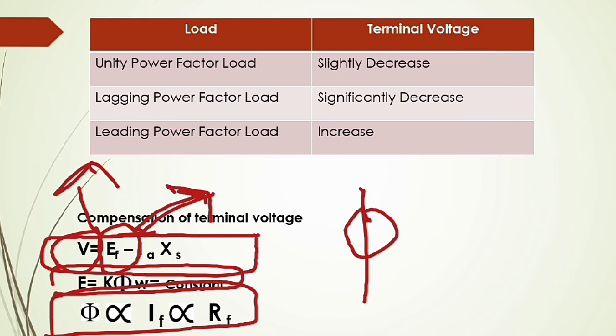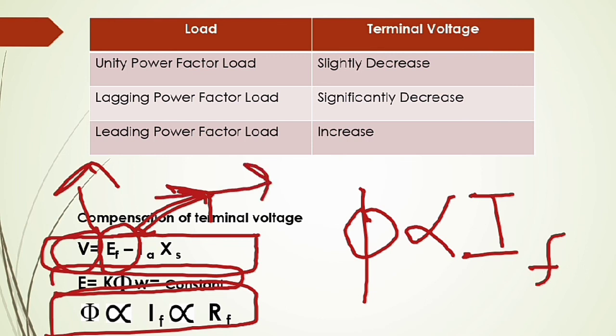By varying the field resistance we control the field current, and since phi is directly proportional to IF, we vary the flux. By varying the flux we vary EF, that means the EMF. By varying the EMF we can keep the terminal voltage constant. That is the desirable outcome: if we change any load, the terminal voltage stays constant through changing the field resistance.